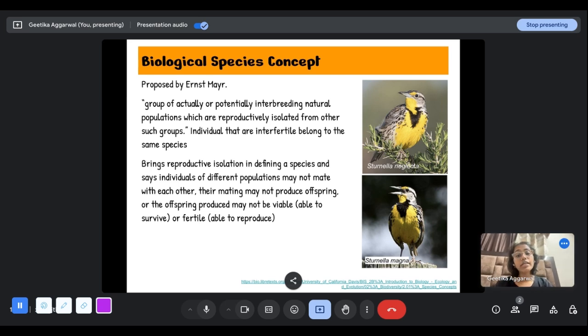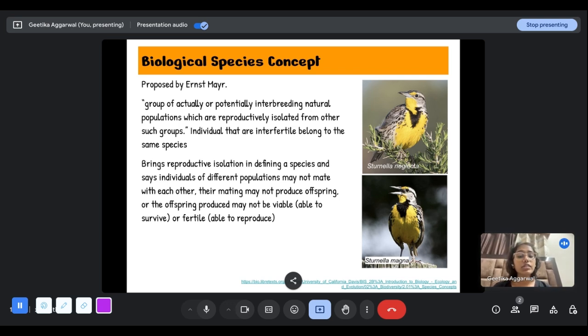So, in simpler words, individuals that are interfertile belong to the same species. If there are individuals that can breed with each other and produce fertile offspring, they are said to belong to the same species. The biological species concept brings in the concept of reproductive isolation in defining a species. And according to this concept, individuals of different populations may not mate with each other, or their mating may not produce offspring, or the offspring that is produced may not be viable or fertile.